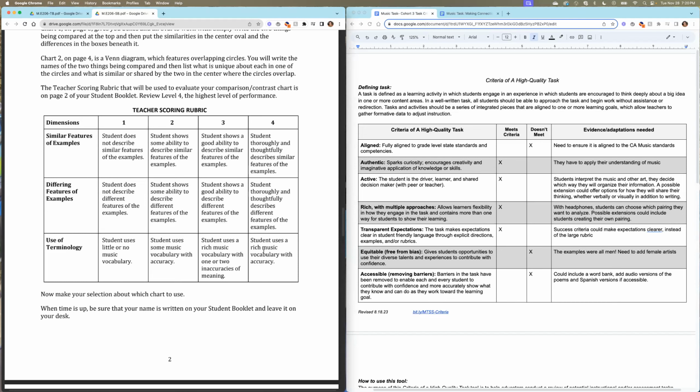And then removing barriers, I thought, I didn't see why we couldn't include a word bank, especially looking at the fifth grade standards. And then maybe adding things like audio versions of the poems, because again, are we assessing whether or not they can read the poem or whether they can understand its meaning? And then also Spanish versions, if they are able to be found.